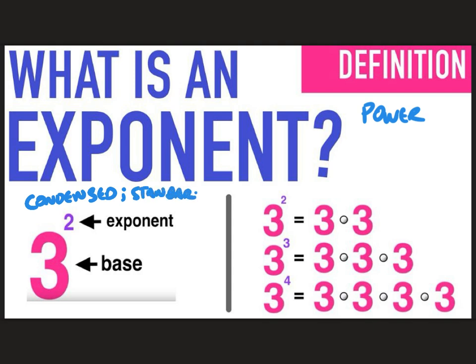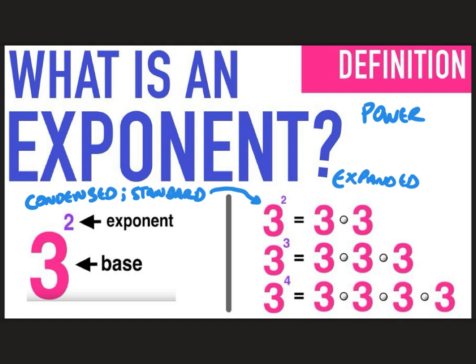And this is an expression. You have to do something with it. This does not mean 3 times 2. The 2 tells you how many times to multiply 3 to itself. So over here, you have your standard form, and then you have your expanded forms. So 3 squared equals 3 times 3. 3 cubed means 3 times 3 times 3. 3 to the 4th tells you how many 3s to multiply to each other.